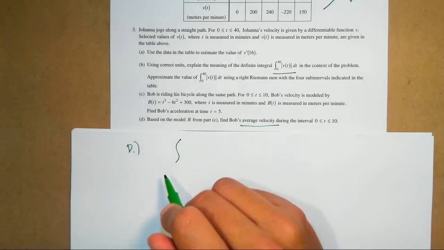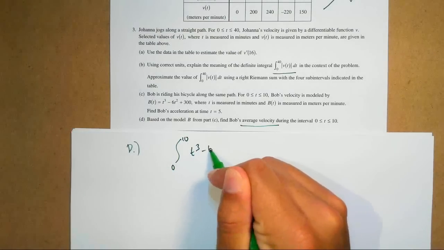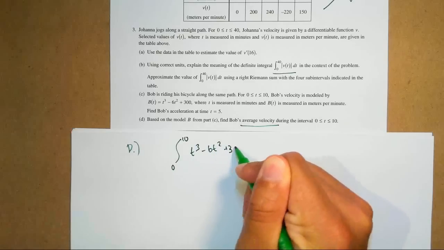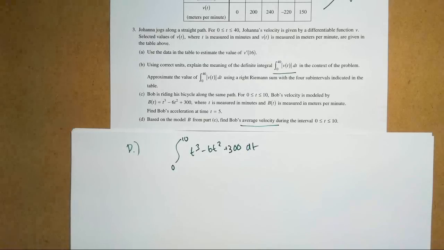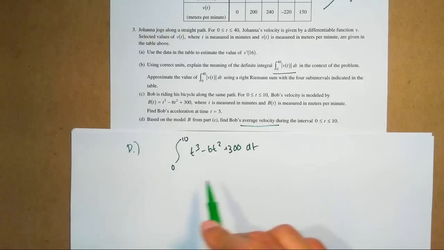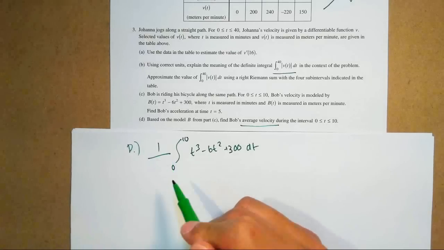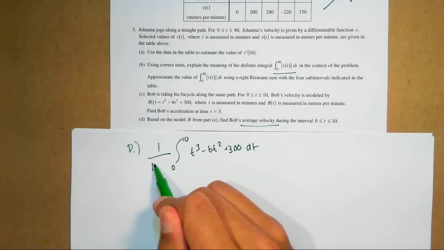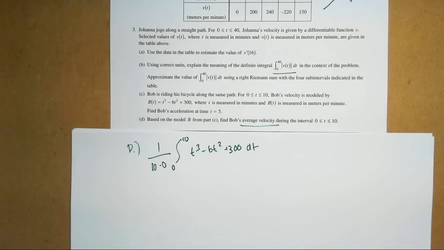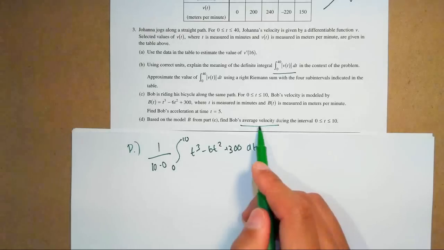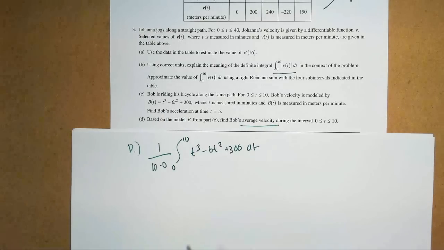So from 0 to 10 of t cubed minus 6t squared plus 300 dt, because everything's with respect to t. But because it's average velocity, we're going to take all of the velocity that occurred and divide it by the total amount of time, which is 10 minus 0. 1 over b minus a. How did I know to do this? Because they wanted me to take everything that Bob had in velocity and then find the average of it. So we're just going to have to integrate this.